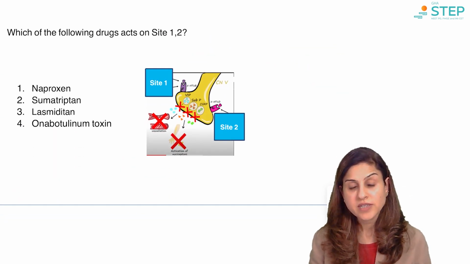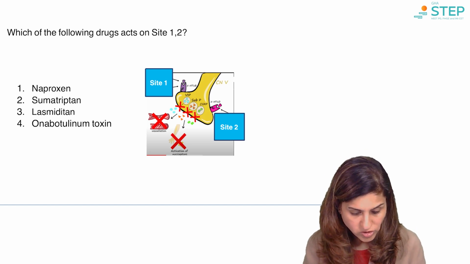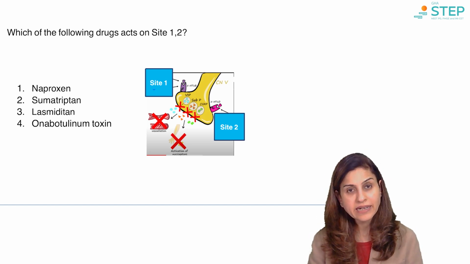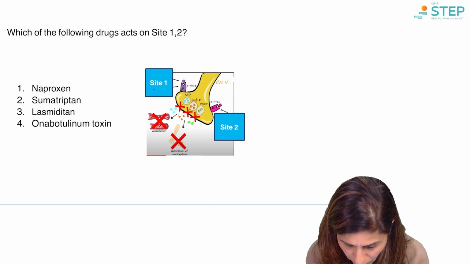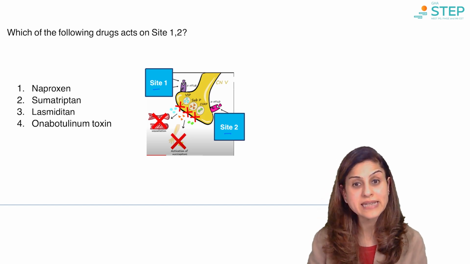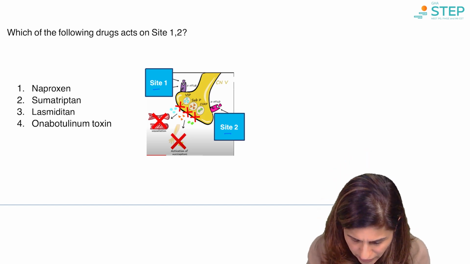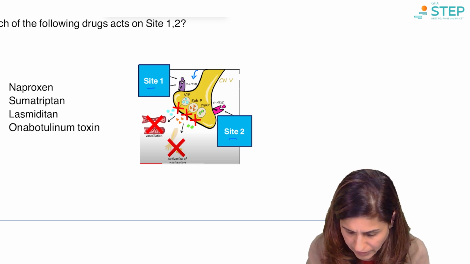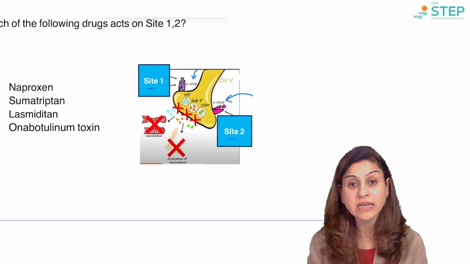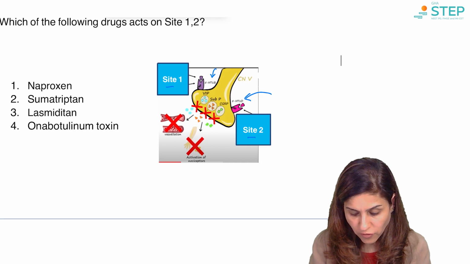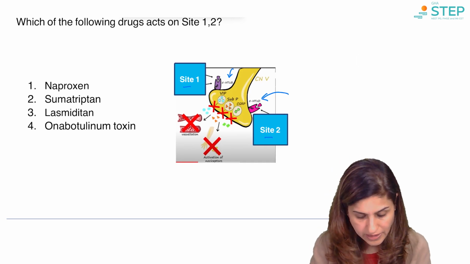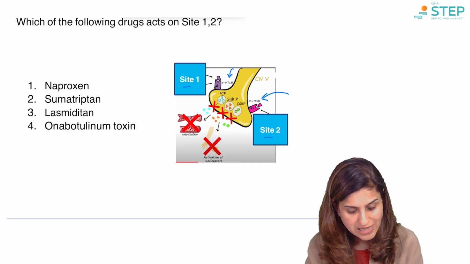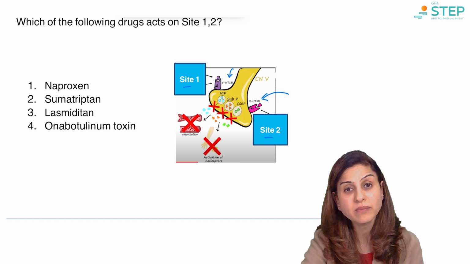Now, this is another very, very important, often asked question. Which of the following drugs acts on site 1 and 2? So here is site 1 and here you have your site 2. The site 1 here, if you see closely, is the receptor 5-HT1B and here it is 5-HT1D. So which of the following drugs acts on this site? Naproxen, Sumatriptan, Lasmiditan or Onabotulinum toxin.